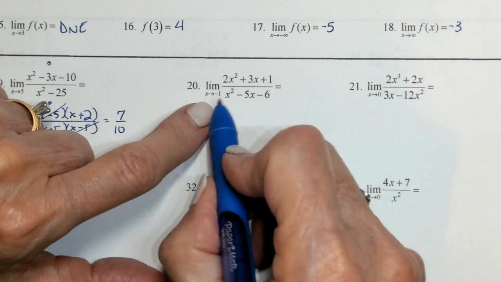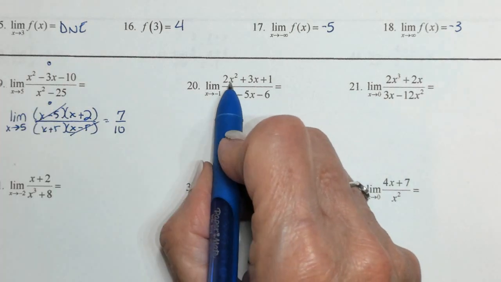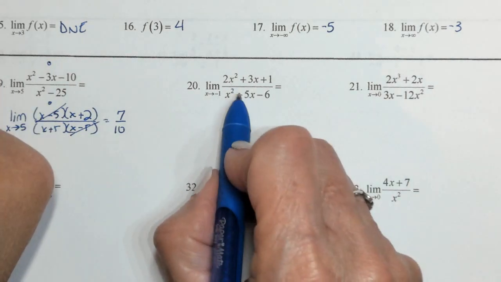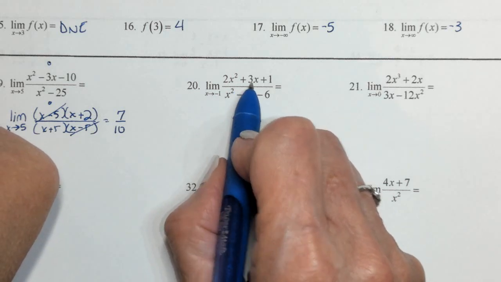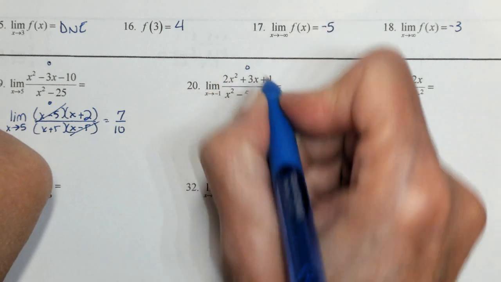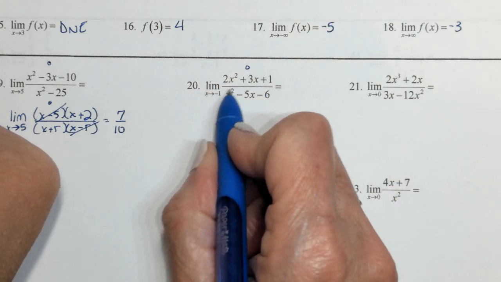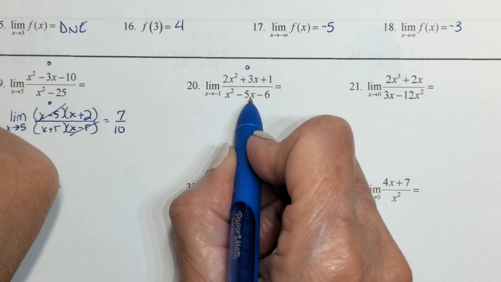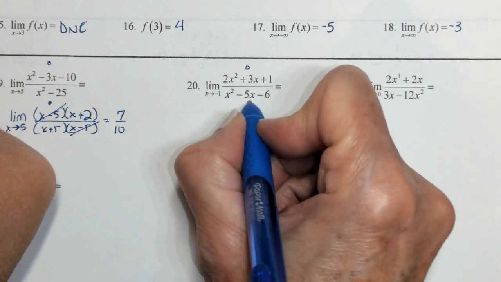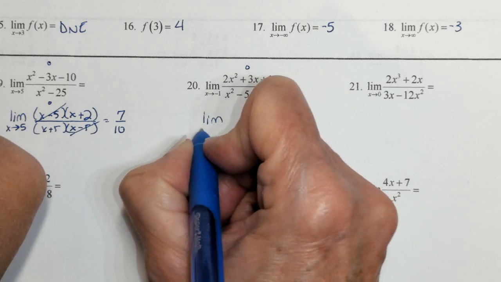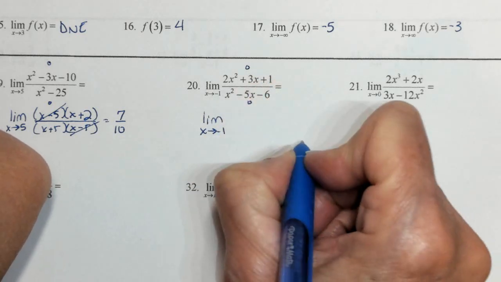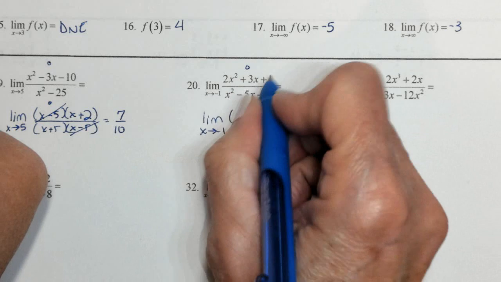Okay, for this one, if I put -1 in for x, I'm going to get, let's see, 2 minus 3 is -1 plus 1 is 0 on top. If I put a -1 in here, I get 1 plus 5 is 6 minus 6 is 0. 0 over 0. So again, we have a hole. We get rid of that hole by factoring and reducing in this case.